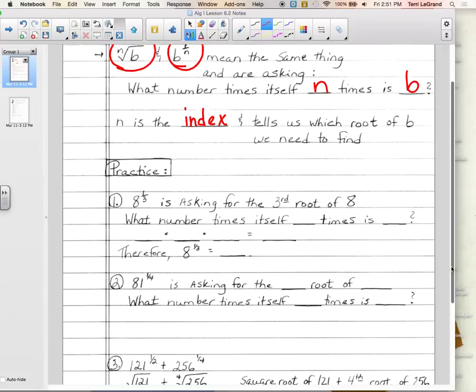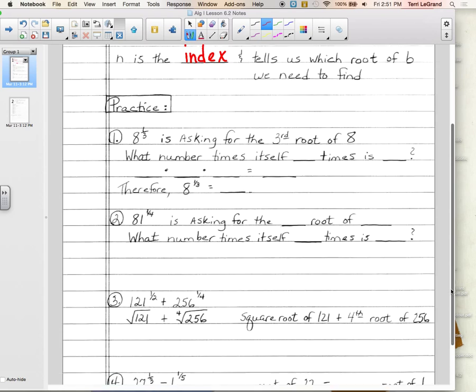Okay? So in a square root, what is n? What's the index in the square root? 2. What's the index in a cube root? 3. What's the index in a 7th root? 7. So when we talk about roots and index, we're really talking about the same thing.